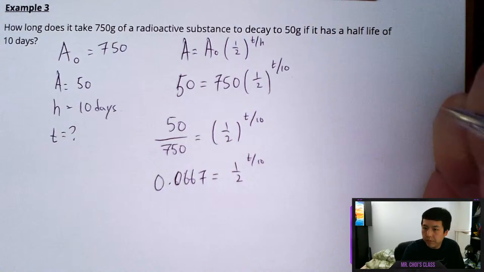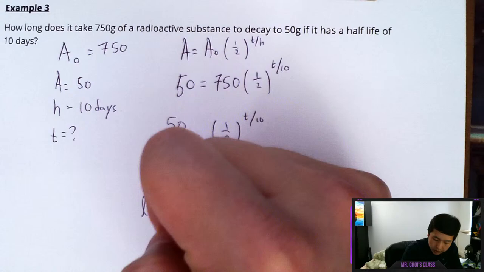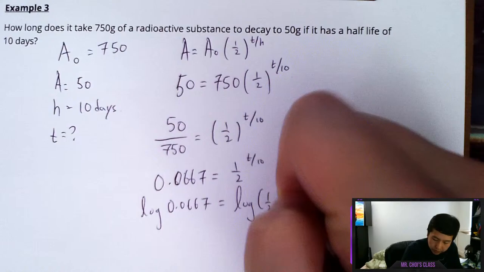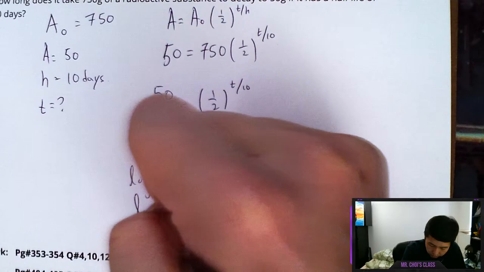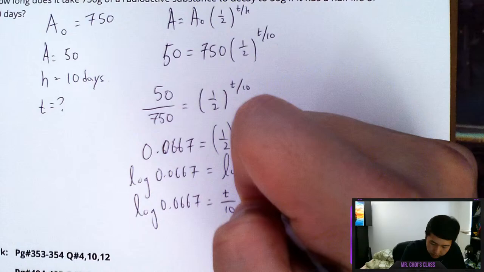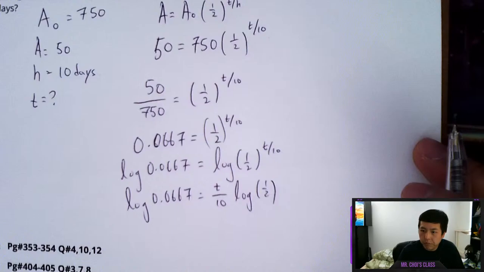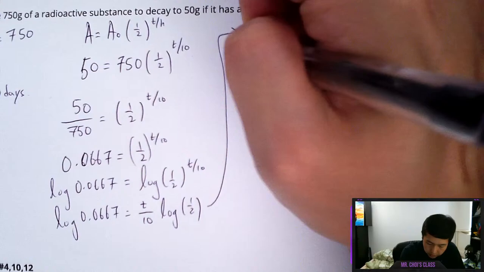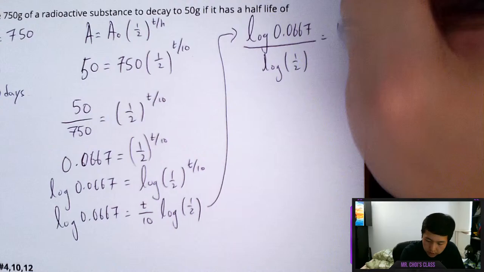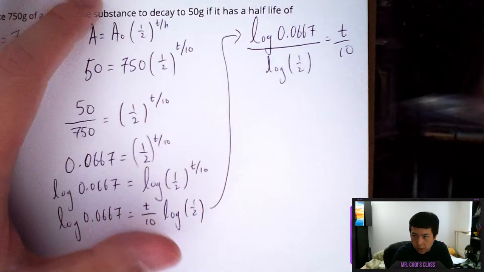Okay. Logging both sides, it's going to give me log of 0.0667 is equal to log of 1/2 to the power of t over 10. That allows us to bring this down. So we're going to get t over 10 of log 1/2. Okay. So let's continue the work up here. We're going to get log of 0.0667 divided by log of 1/2 is equal to t over 10, which means moving the 10 over before we solve this so we can keep it as accurate as possible.